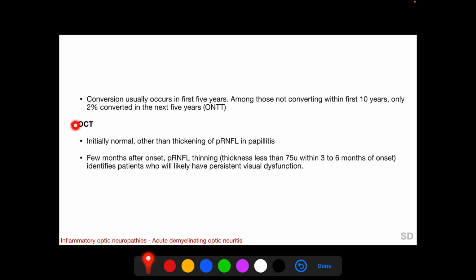OCT we have discussed in a previous session. Initially it is normal in retrobulbar neuritis, other than thickening if it is a papillitis, and a few months after onset p-RNFL thinning starts, and thickness less than 75 micron is found within 3 to 6 months of onset, and this identifies patients who will likely have persistent visual dysfunction.